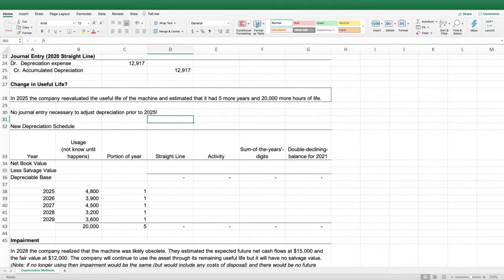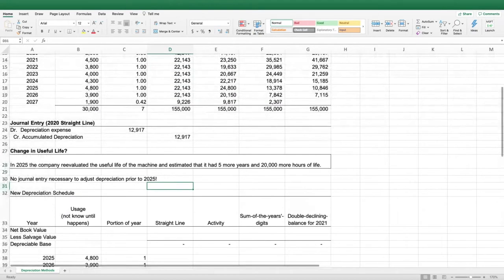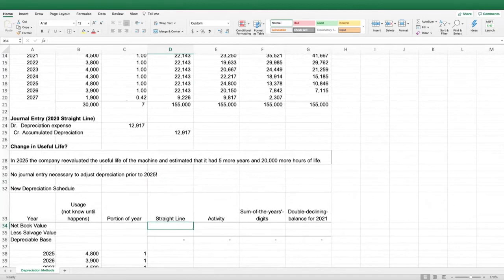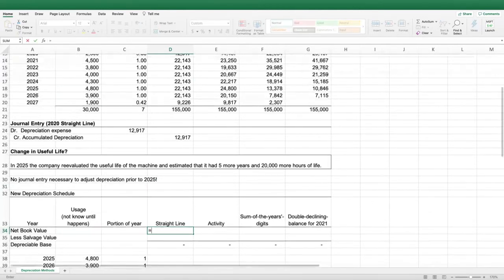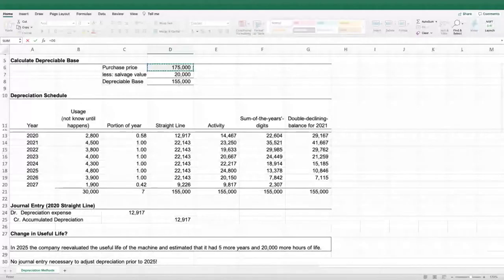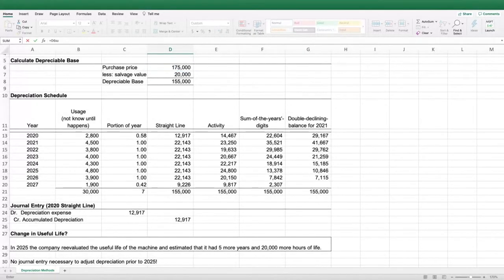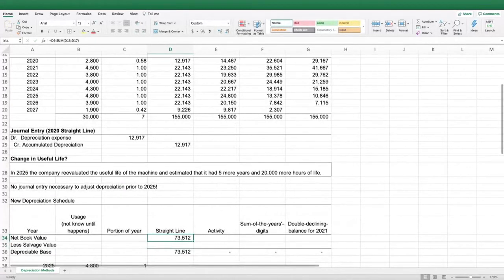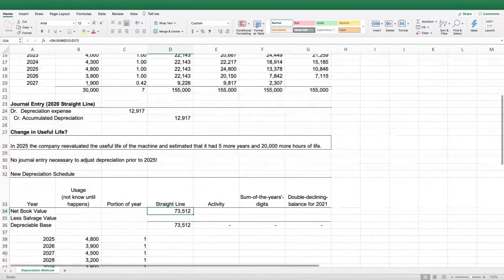To do that, we have to first start by figuring out what is our net book value and what is our new depreciable base at the time of this change. So we are making this change for the year 2025. So we need to figure out, well, what is our net book value at the beginning of 2025? Well, our net book value is going to be our purchase price minus the sum of depreciation to date. So for straight line, it's going to be 2020, 21, 22, 23, and 24. So that is going to be our net book value. So for straight line, we have a net book value of $73,512.